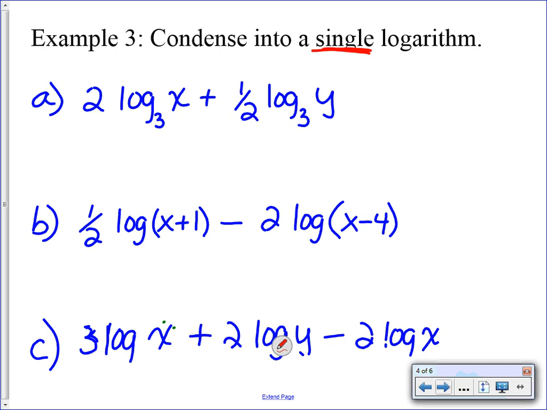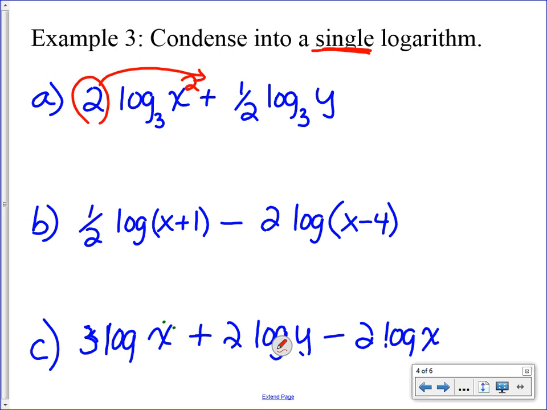The third way that we can use the property is to condense logarithms into a single logarithm. So we're kind of working backwards compared to the last example. When you're trying to condense, the first thing you want to do is look for that constant multiple in front of the logarithm and move it to an exponent. So in our first example, we have 2 times log base 3 of x. We can move that 2 to an exponent.